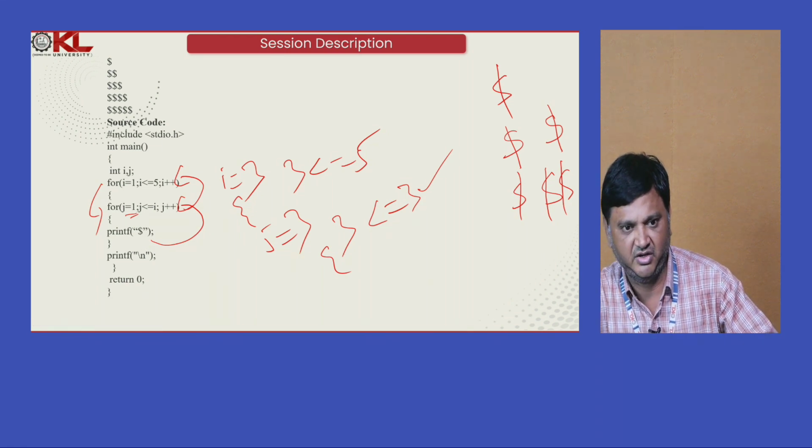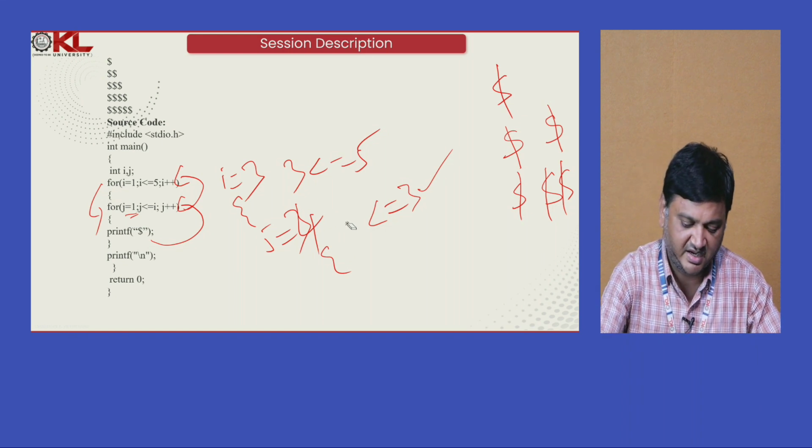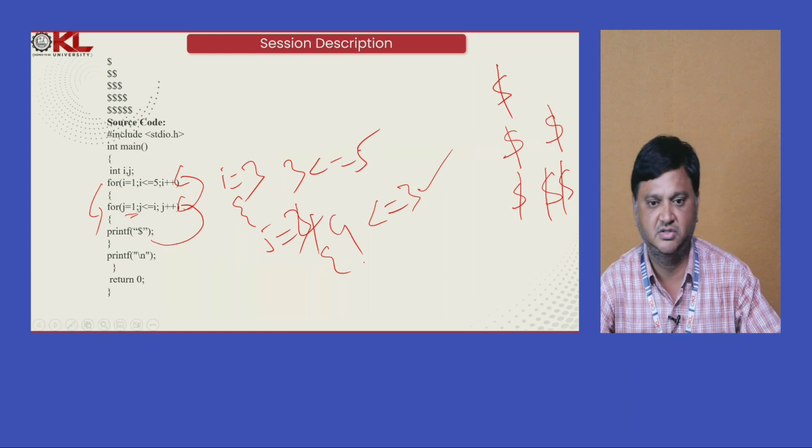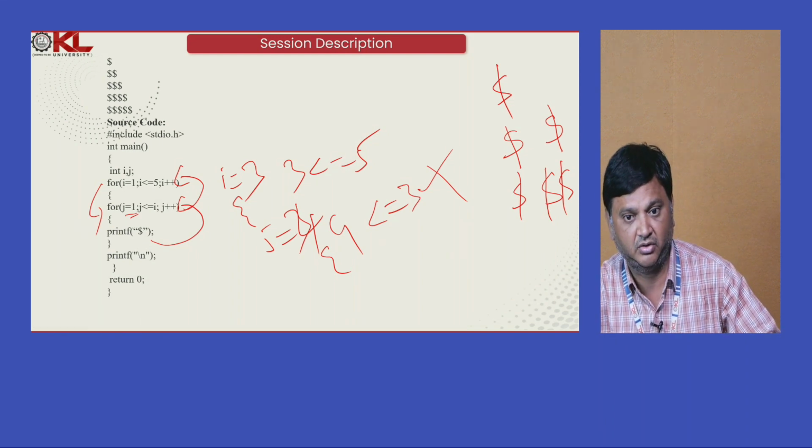I know what's there in your mind. Your j value will be incremented, my dear students. Your j is 4 now. Now tell me, is the condition satisfied? Is 4 less than or equal to 3? The condition is not satisfied. Then what happens? Will I come out of the program or will I go to the outer for loop?